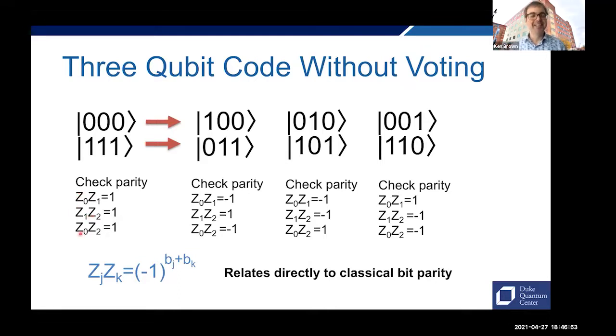Stabilizer generators. Z0, Z2 is the extra stabilizer, but we see that its value is always just the product of the first two. And therefore, it doesn't tell us anything new.